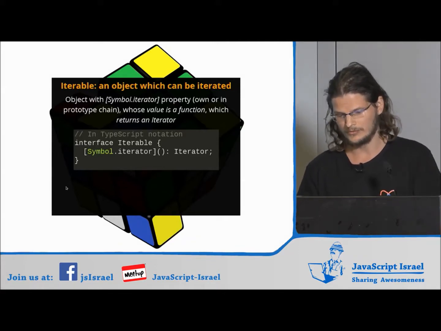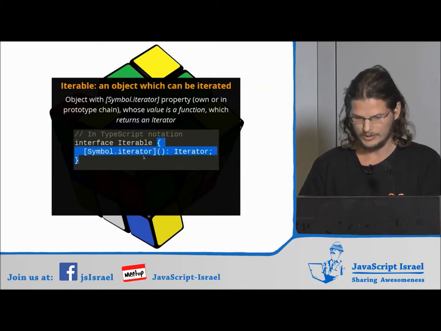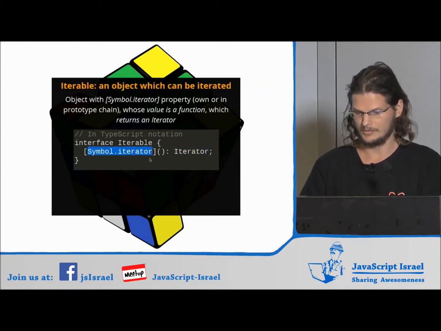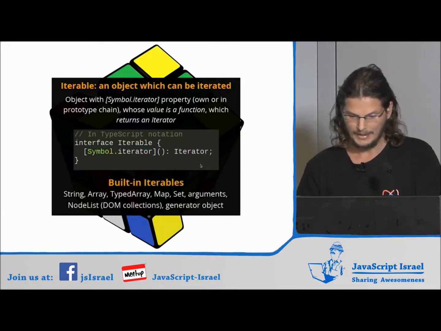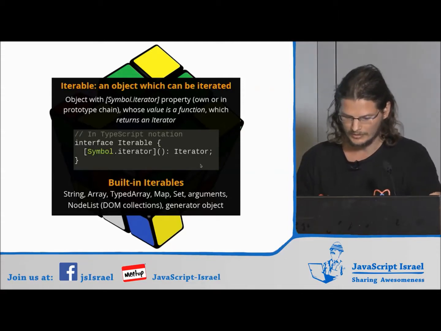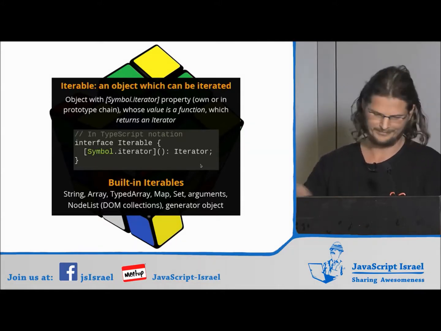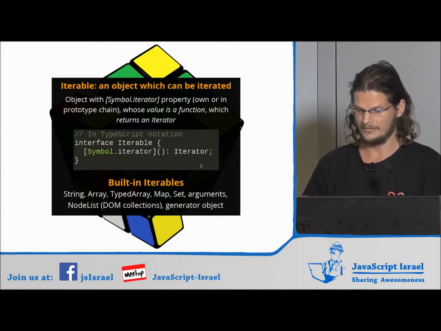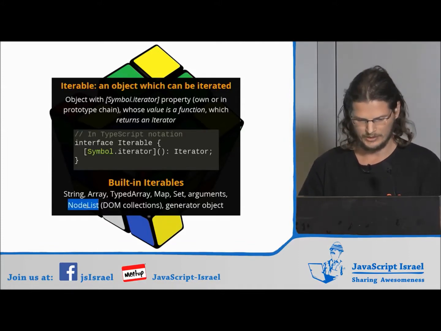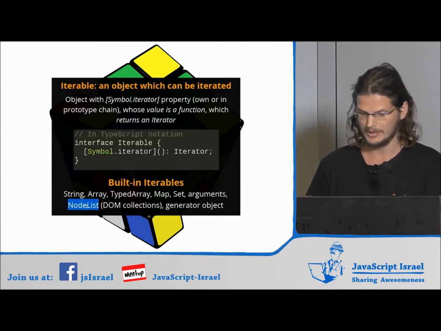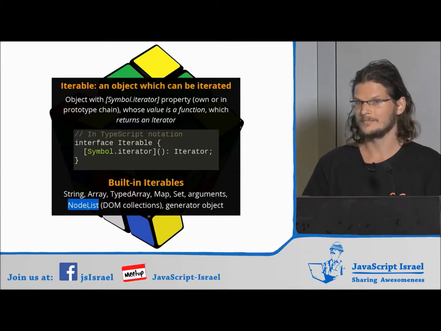So this is how it formally looks in TypeScript notation. It's an object which has a property of Symbol.iterator, which is a function which returns an iterator. And we have plenty of built-in iterables in ES2015. We have strings, arrays, all the typed array variations. We have map, set, arguments, node lists, which, as Benji told me today, isn't strictly JavaScript. It's a DOM API, but whatever, it's better. And generator objects.